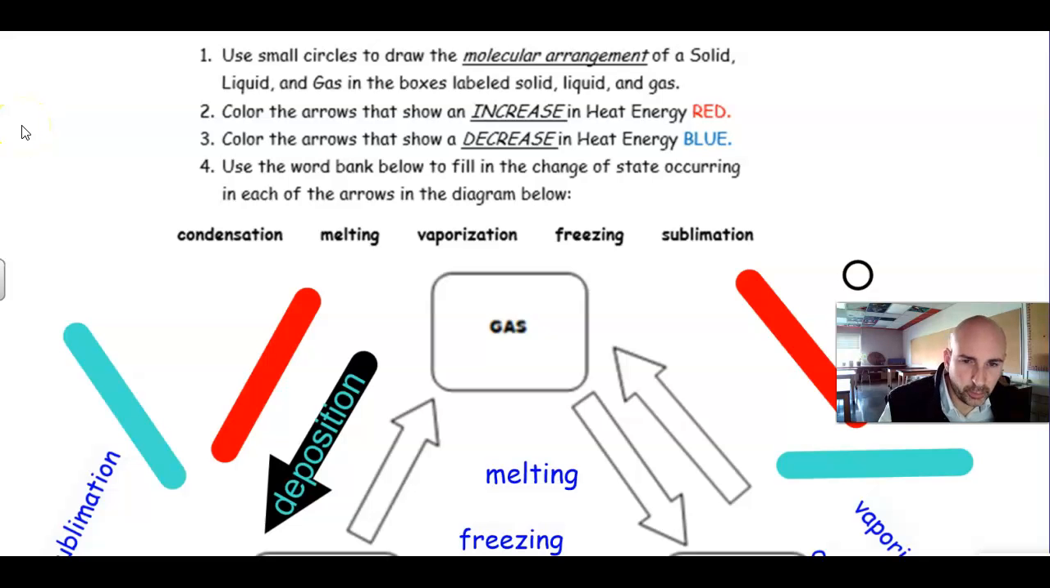All right, folks, we're in our packet now, and we're going to go ahead and fill in the states of matter organizer using small circles. Draw the molecular arrangements of solids, liquids, and gases in the box below, using colors such as red to indicate an increase and blue to indicate a decrease in heat energy, and the words in the word bank below to help fill in the changes of state. Condensation, melting, vaporization, freezing, and sublimation all can go on the arrows.